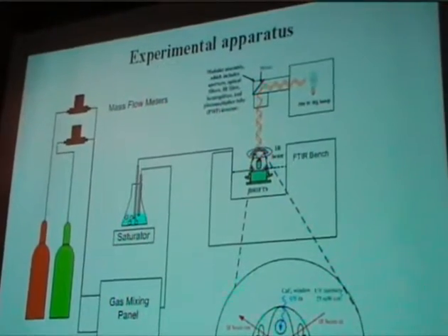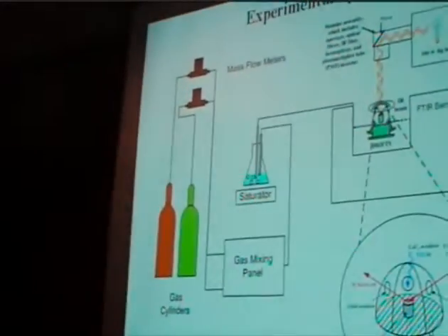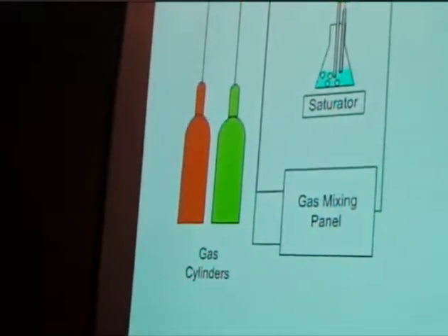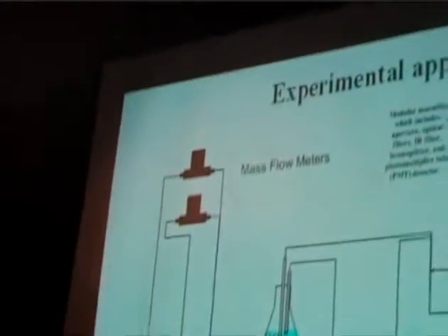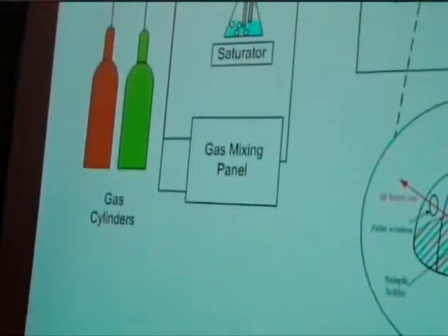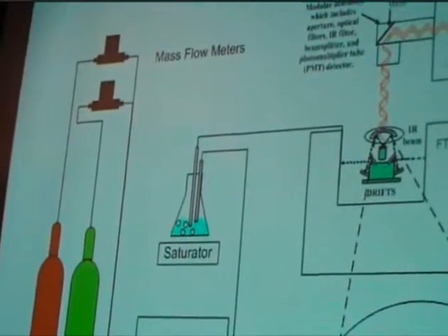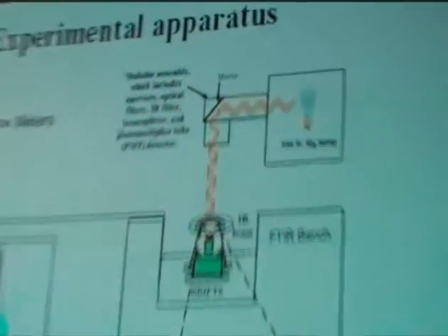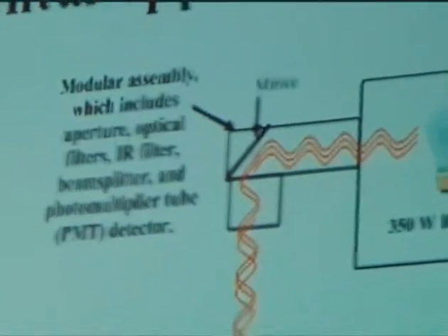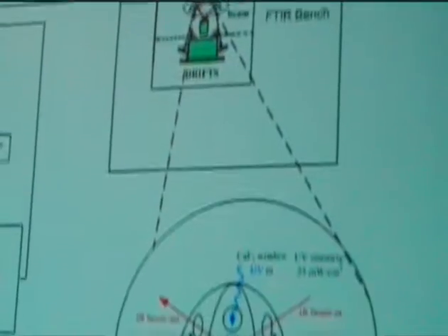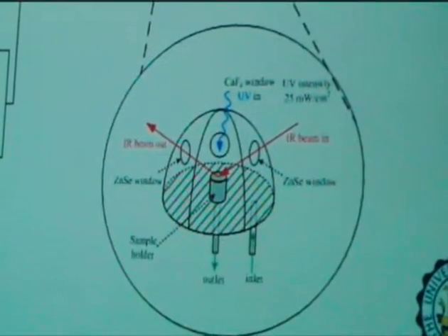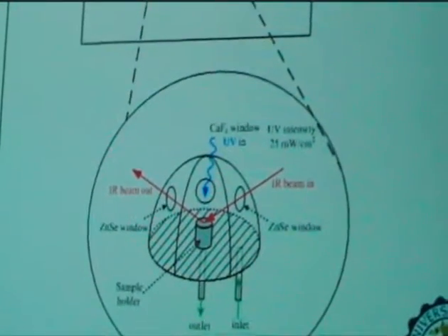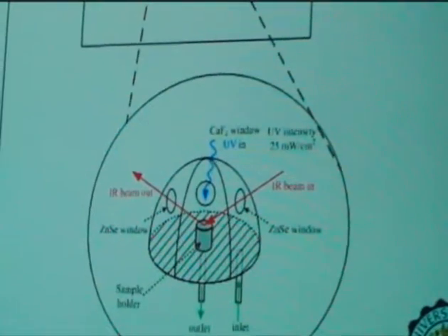Let me talk about the experimental apparatus that we use. This experimental apparatus is very simple and is composed of 3 main parts. The first part is a DRIFT reactor that resides inside an FTIR bench, and it is enclosed by a dome that contains 3 windows. 2 of these windows are IR transparent, and the third window allows the UV irradiation.